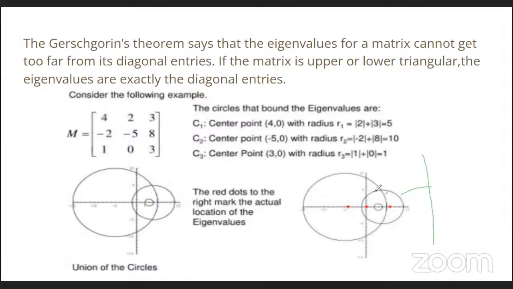Sometimes you have unions, and sometimes you don't have unions at all, where the circles don't even meet each other. They could be far off each other in the plane. Here you can see some intersections or unions, but there are sometimes where these circles don't touch each other. And in those individual circles, you could have the eigenvalues inside those circles.